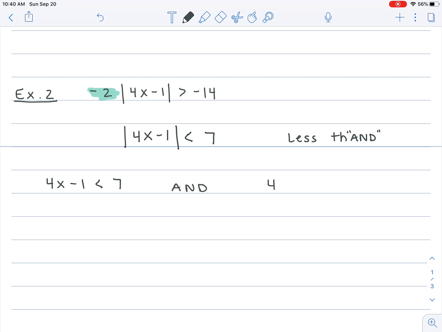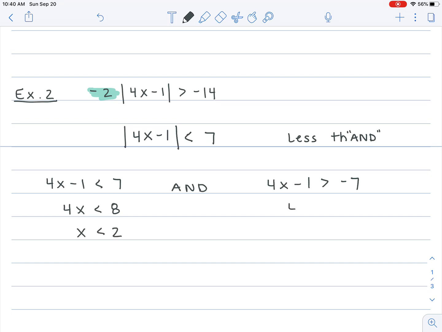Then we're also going to have 4x minus 1. We're going to flip the sign and change the number to the opposite number. Okay, so we flipped and we made the opposite. Now we're going to solve both of these. So I'm going to add that 1. So I've got 4x is less than 8. Divide by 4, I get x is less than 2.